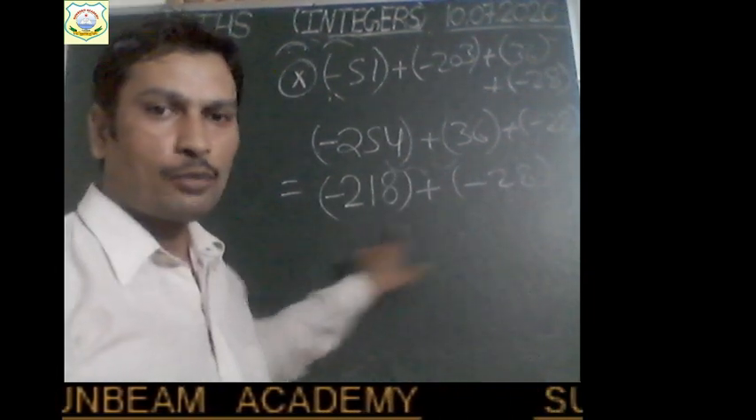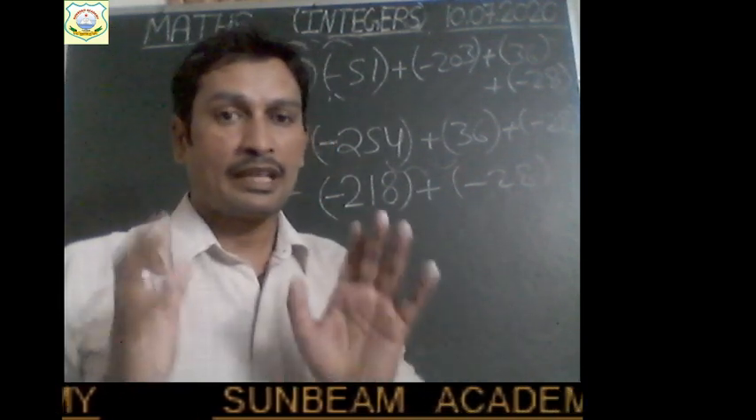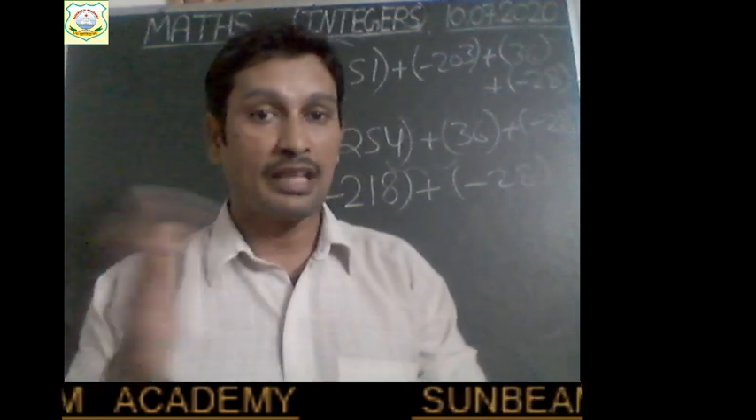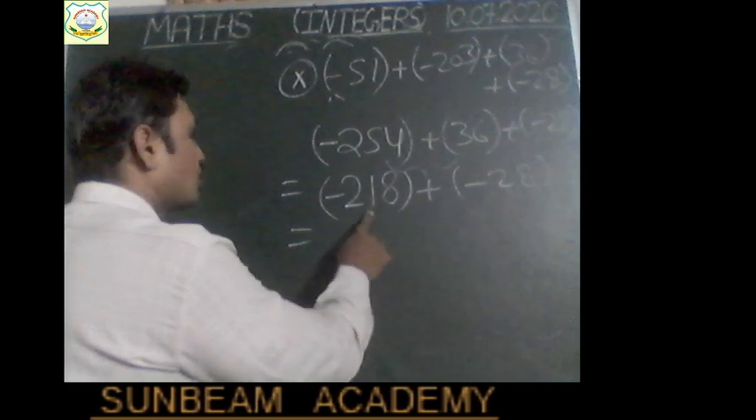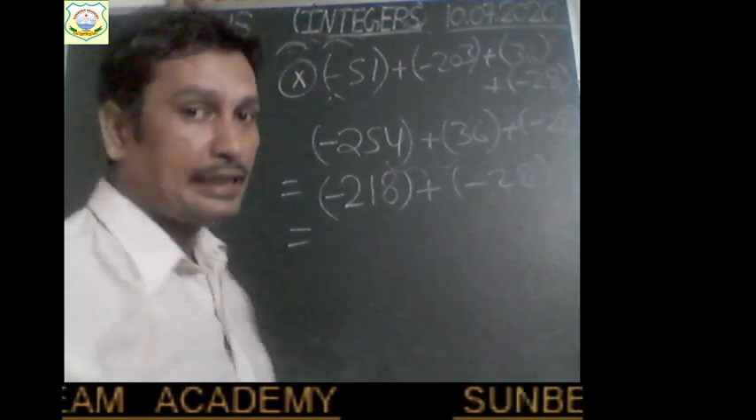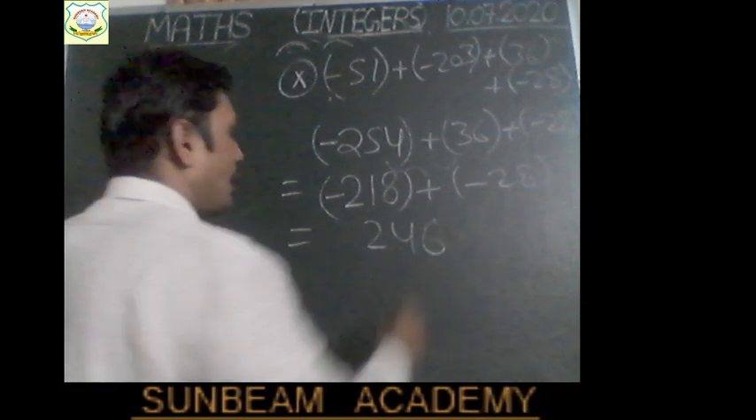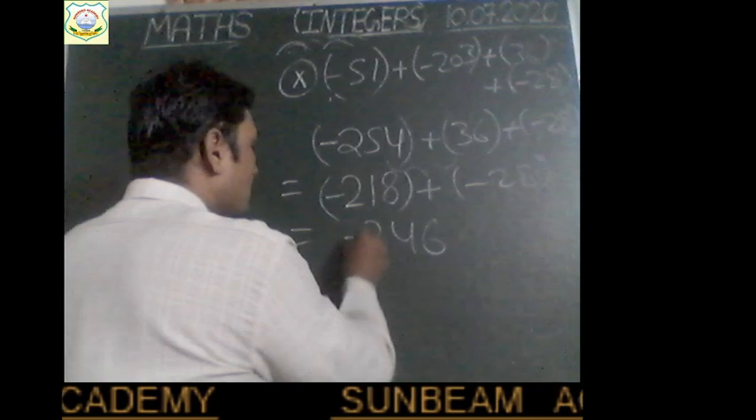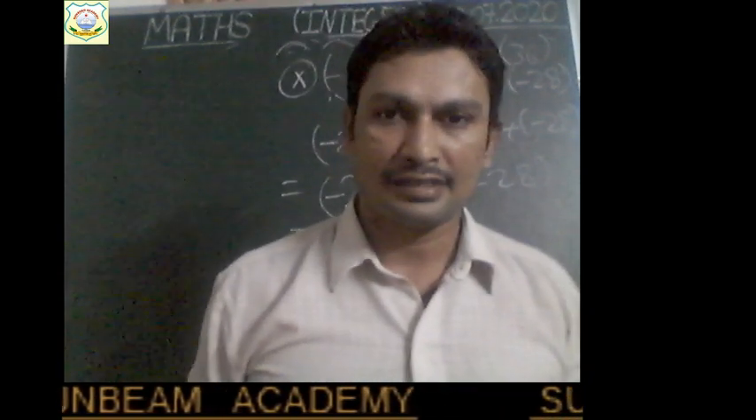Okay. Now both the integers are having same sign, negative sign. If they are having same sign, so we will add, right? If they are having opposite sign, we will subtract. So add them. 218 plus 28. What do we get? We get 246. And both are negative integers, so we will put a minus sign here. So result will be minus 246.